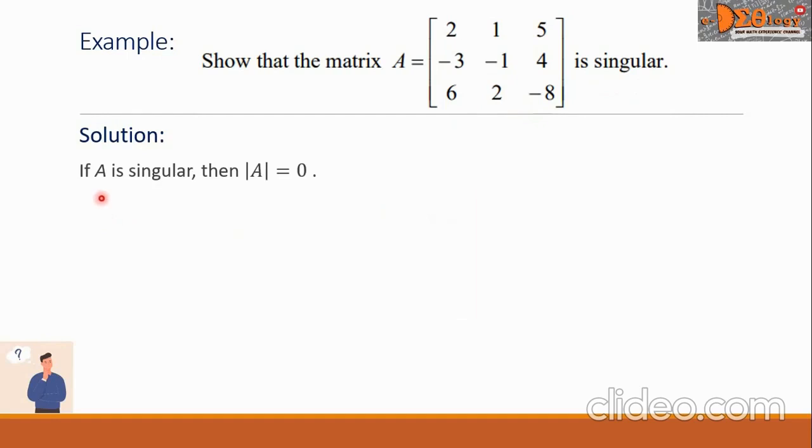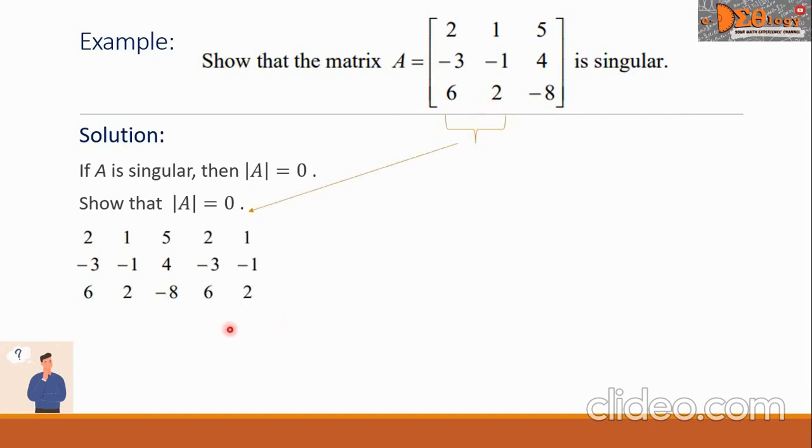We know that if A is singular, then determinant of A equals 0. So in here, we're going to show that determinant of A equals 0. We will copy the elements of the matrix down here, and then the first two columns we will copy on the right side. Then we will compute the determinant. First, let us show the three main diagonals. We will find the product respectively.